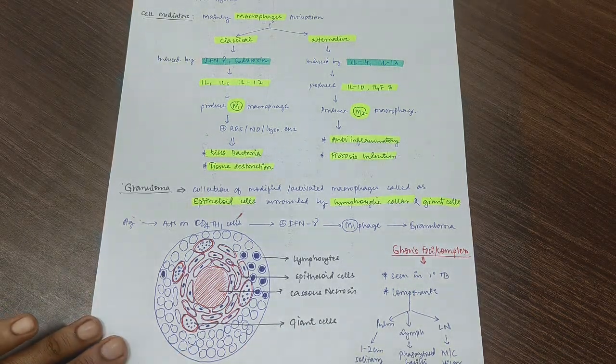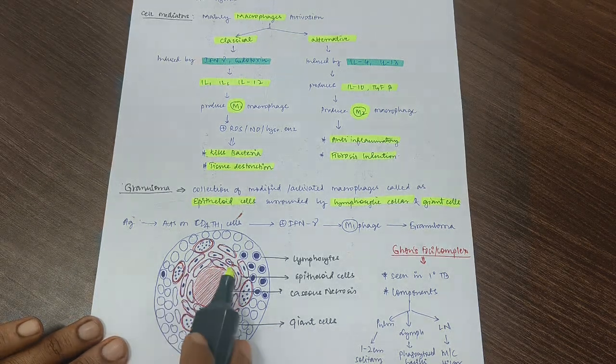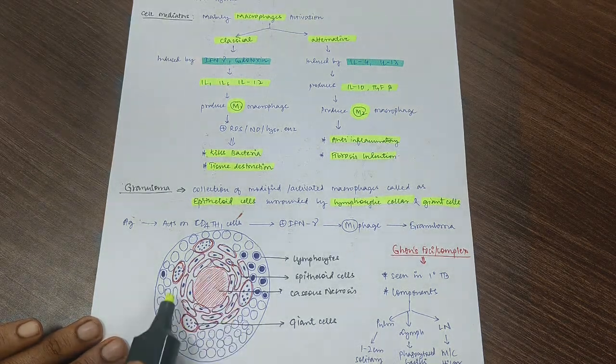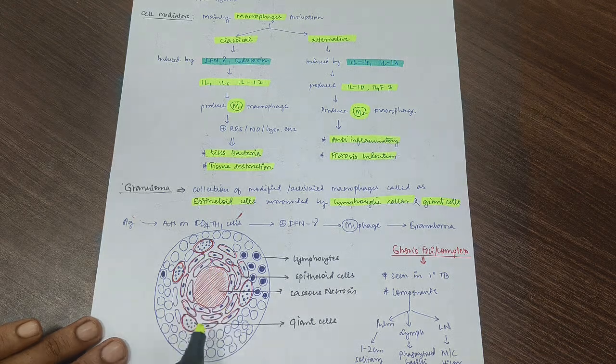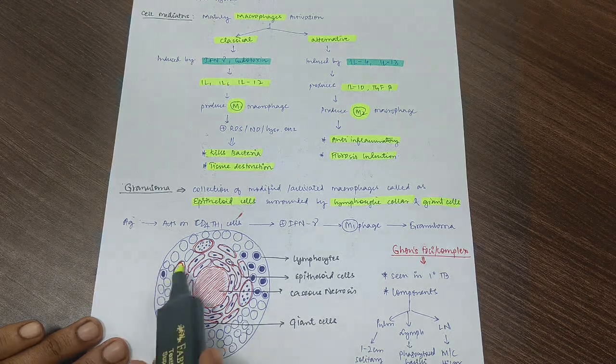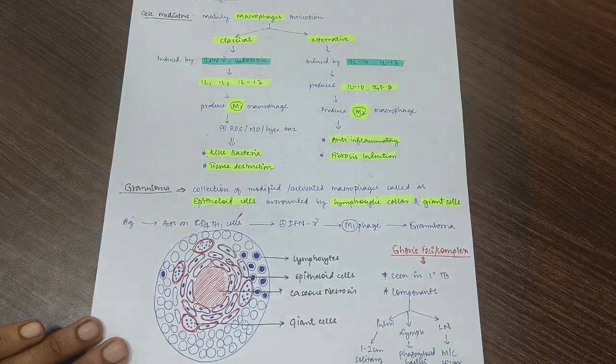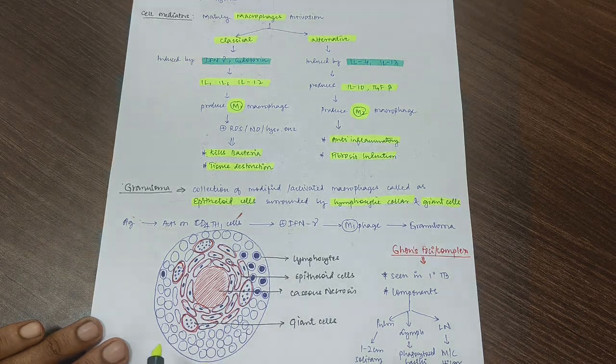So you are going to draw the diagram. In the center you are going to see the caseous necrosis, which is surrounded by epithelioid cells. These are modified macrophages which are elongated, having slipper shaped nuclei. You are going to see fused epithelioid cells. They are called giant cells. These are big, huge cells, and they are surrounded by a lymphocytic collar. I have not done the entire diagram. Please make sure that you draw the full diagram.